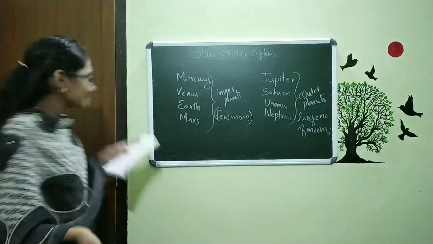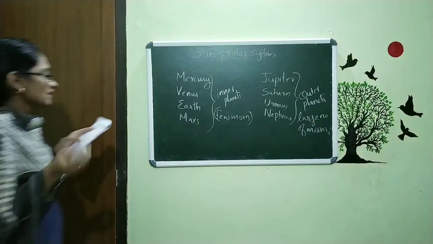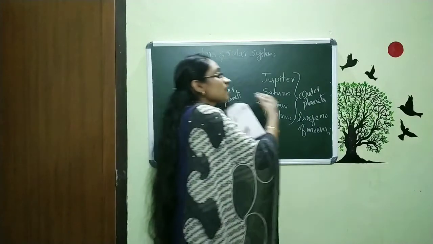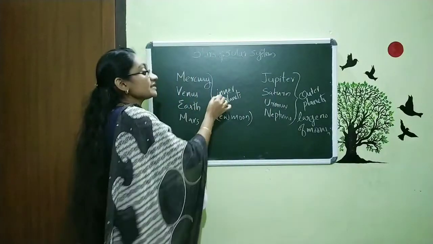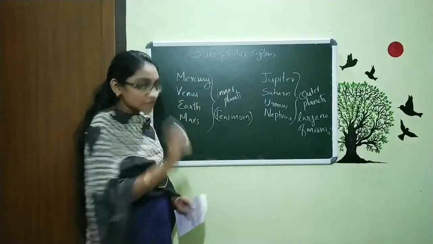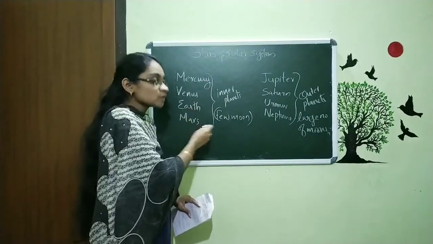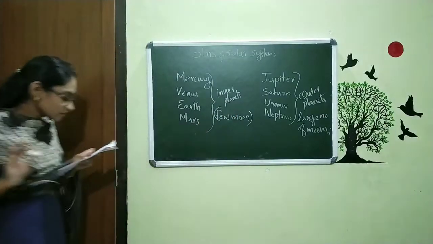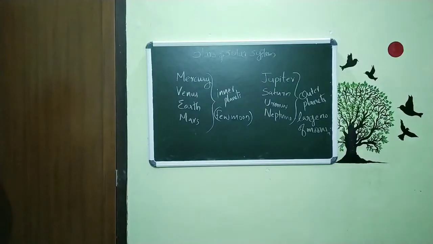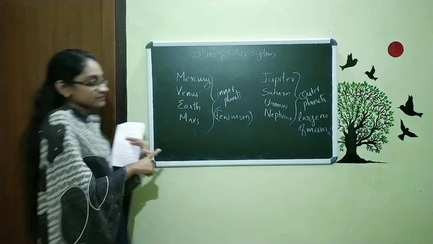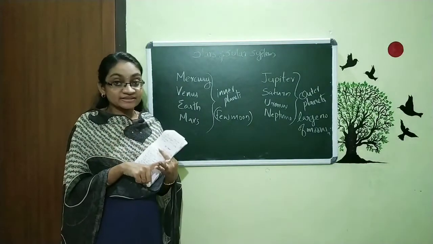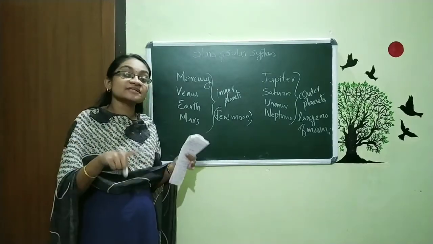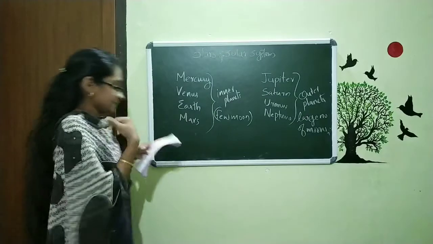So this is the simple classification. We can say this is near to the Sun and that is very far from the Sun. This is called inner planets and that is called outer planets. This has few moons and that has a large number of moons. So this is all about this. We discussed the Sun, then we discussed the planets. Now we are going to discuss the other things present in our solar system.